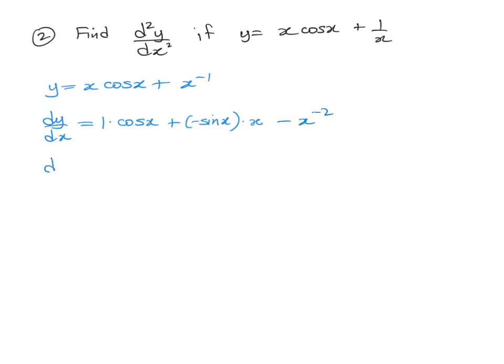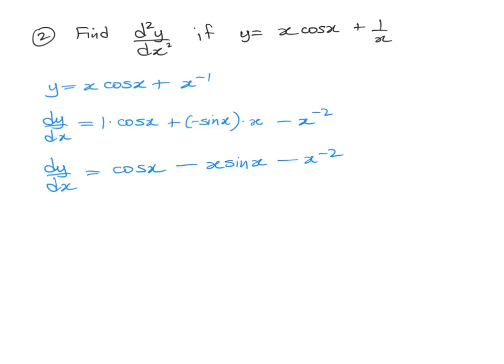So I'm going to rewrite dy dx a little bit. 1 times cosine x is just cosine x. And then I'm going to call it minus x sine x, and then minus x to the negative 2. So that is now the first derivative.